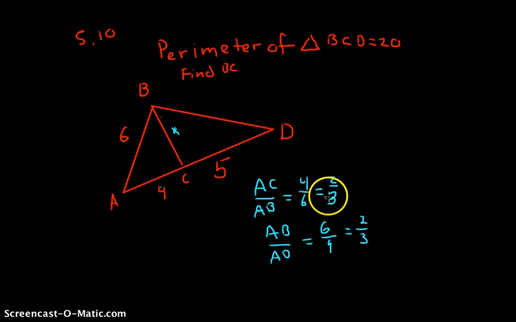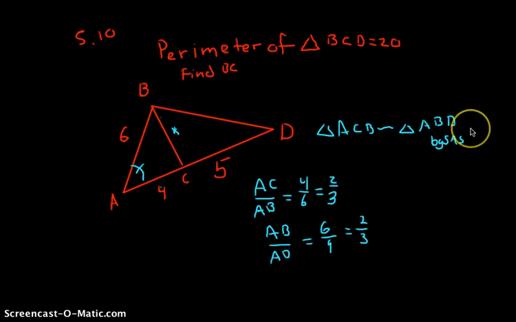So because we did this, the ratios are good, and the angle in between is just equal to itself because it's the same angle, so it has to be equal to itself. You have that triangle ACB is similar to triangle ABD. And that's by side, angle, side similarity.